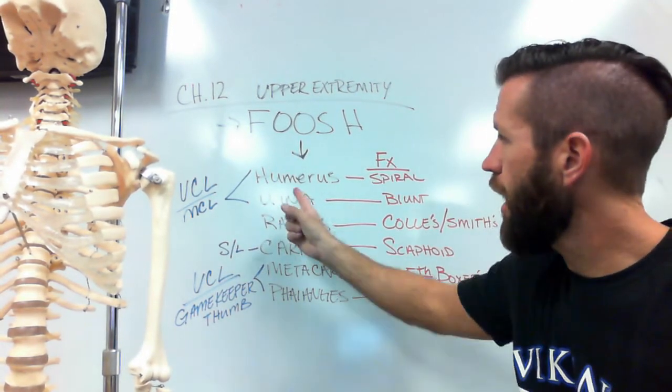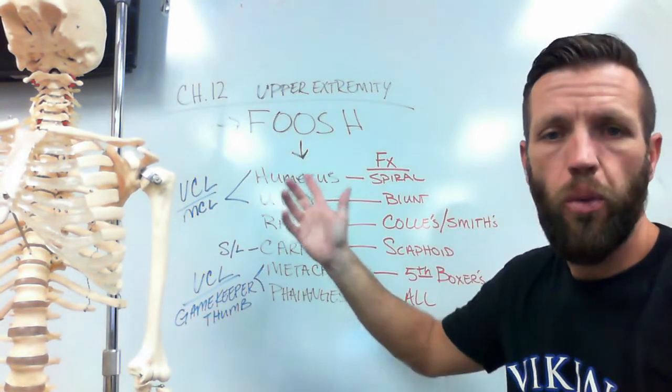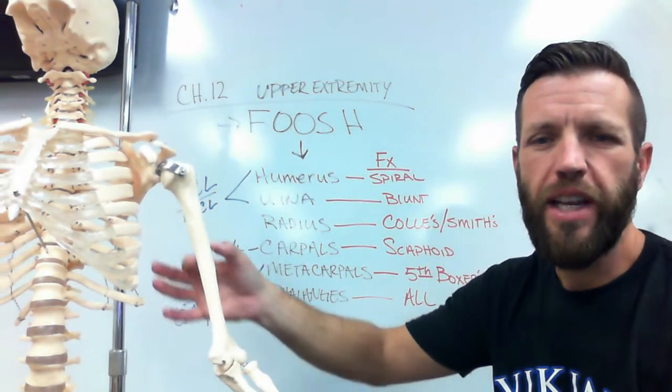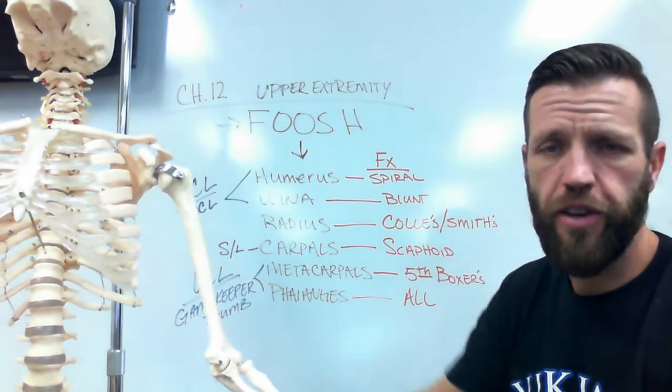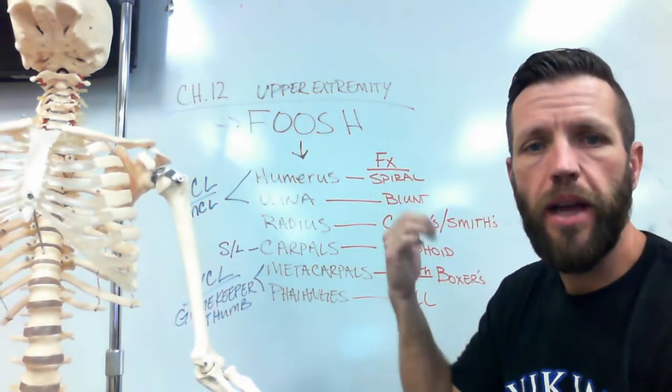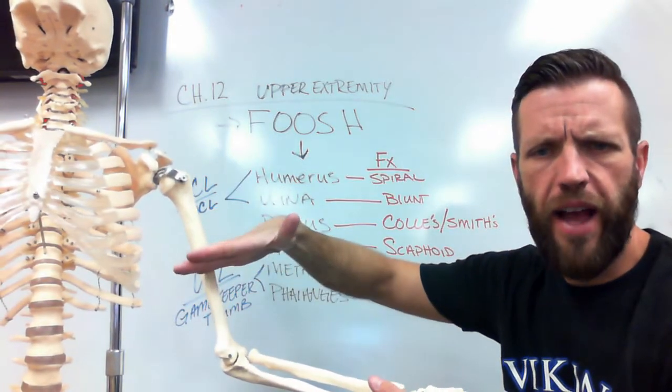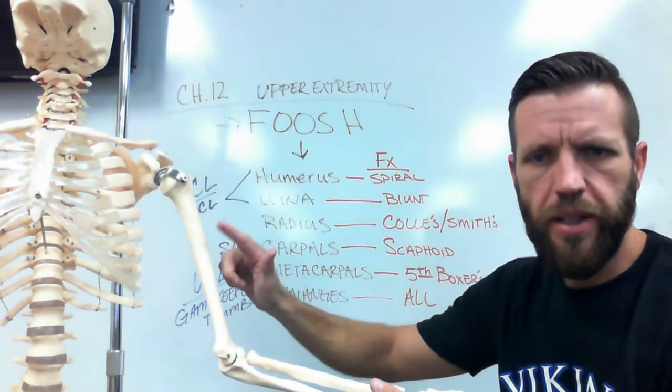So, starting out, we look right here. The humerus. Where we see humeral fractures is typically right here in the middle or the mid-shaft area. A lot of times we see them and they are spiral fractures. Sometimes they're transverse, which means they're flat and straight across, but most of the time they're spiral.